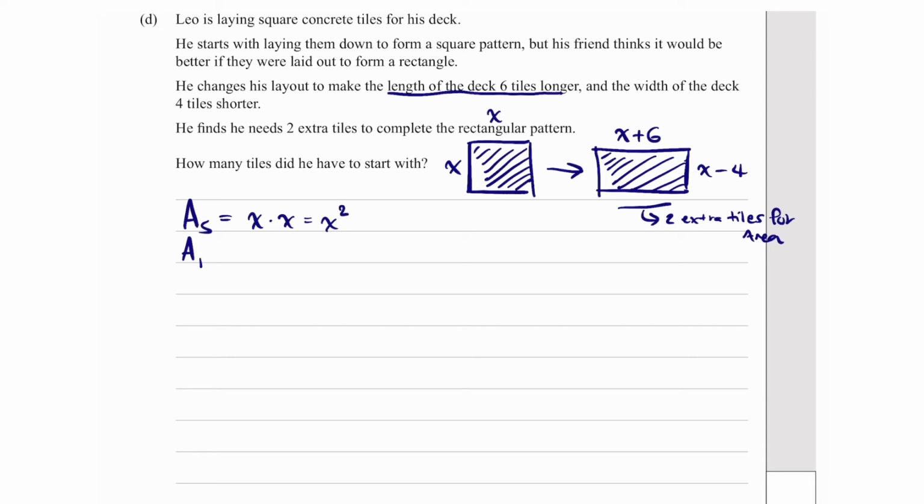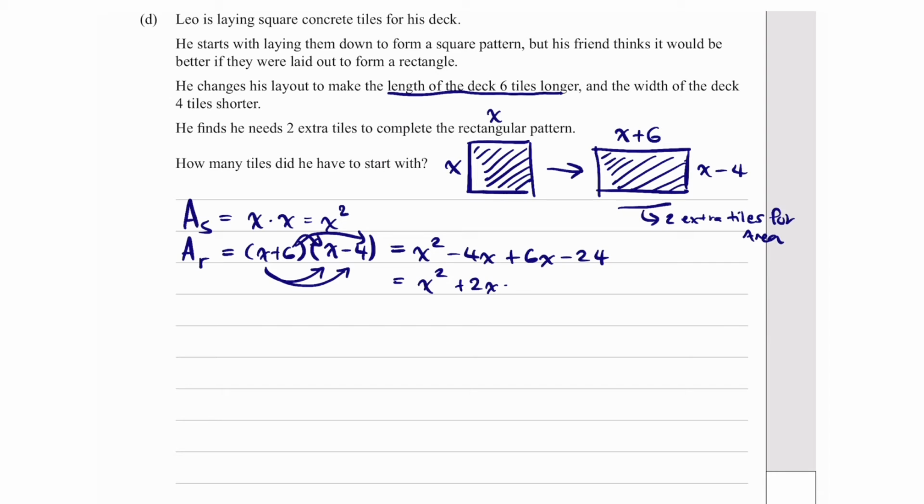Let's do the area of the rectangle now. This is x plus 6 on the length and x minus 4 on the width. So we're going to need to expand this out. So we're doing a double bracket expansion. So I multiply x times x, x squared. X times negative 4 gives me negative 4x. 6 times x gives me positive 6x. And 6 times negative 4 gives me negative 24. If I simplify this down further, I get x squared plus 2x minus 24. Cool, so I've got the area of the rectangle and the area of the square. So what other knowledge do we know? We've kind of hit a brick wall.